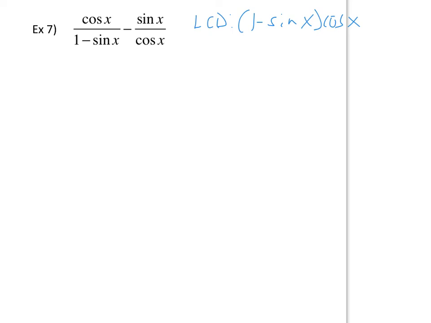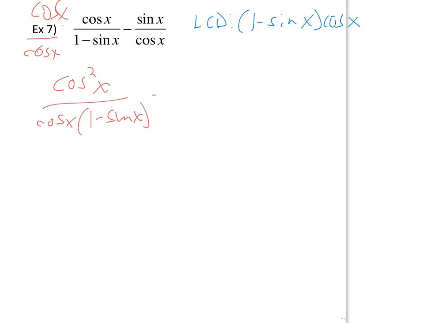So if I want to make the LCD be 1 minus sine x times the cosine, then this particular piece of the rational expression is just missing a cosine. Okay, no big deal. I'll just go ahead and see what I can do to add in a cosine by multiplying top and bottom by a cosine. Seems legit, right? So by cosine x all over cosine x. So I'm going to get cosine squared of x over that LCD.